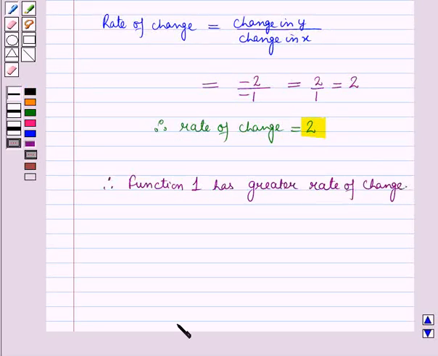So in this session we have compared properties of two functions, each represented in a different way. And this completes our session.